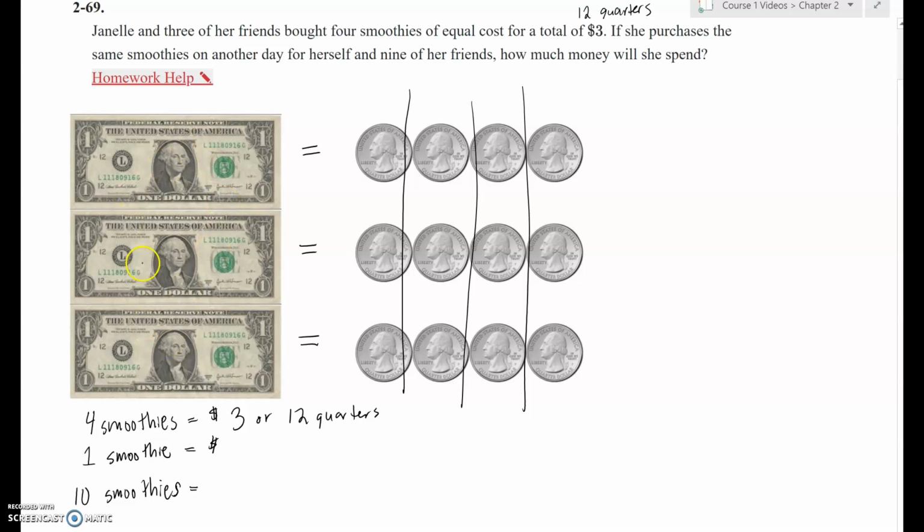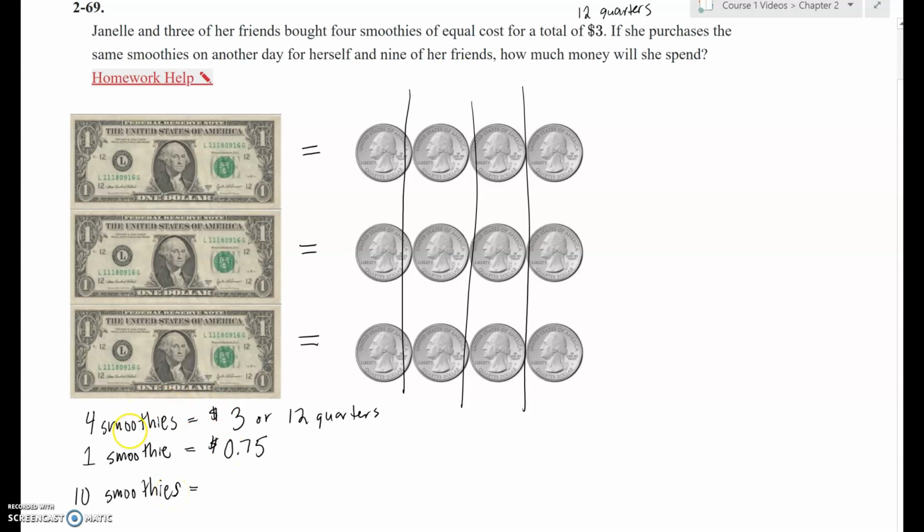So I couldn't divide the dollars equally by 4. But I could divide the quarters into 4 groups. Now that we had 12 quarters, it does divide evenly between 4. So I know that 75 cents is the cost of a single smoothie. Now I just need to get up to 10 somehow.